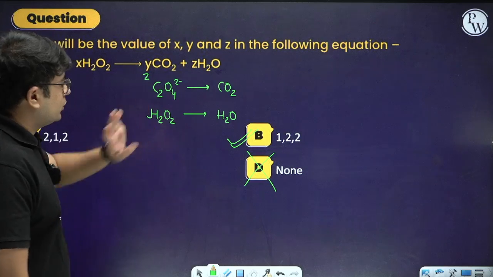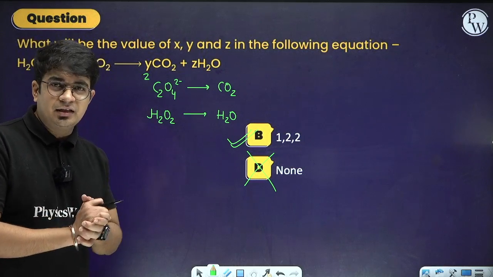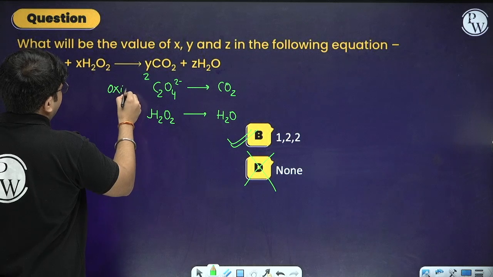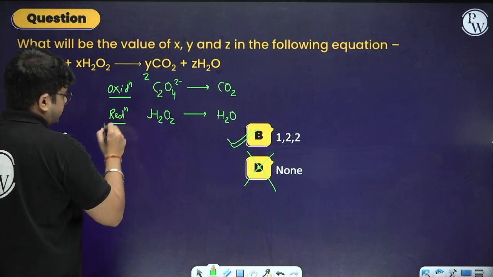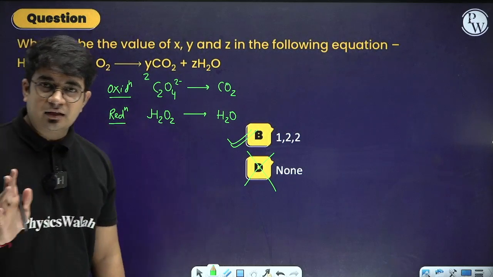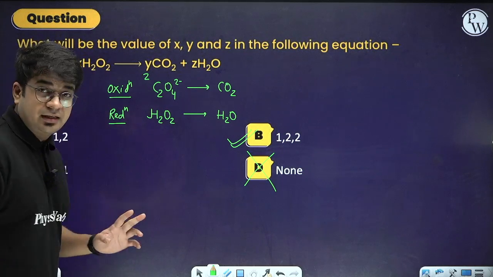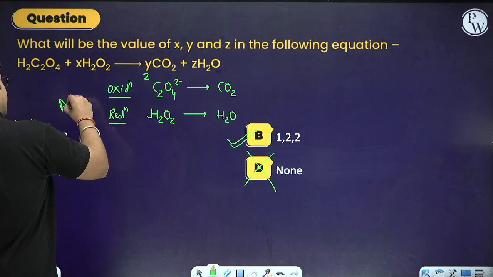But you can solve the equation by yourself. I have directly solved the equation by hit and trial method, but I have written both the equations. This one is the oxidation half and this one is the reduction half reaction. So try to balance these equations, whatever data I have given you, and try to solve it. Definitely it's acidic. H2C2O4 is oxalic acid, so the medium will be acidic. So this is happening in acidic medium.